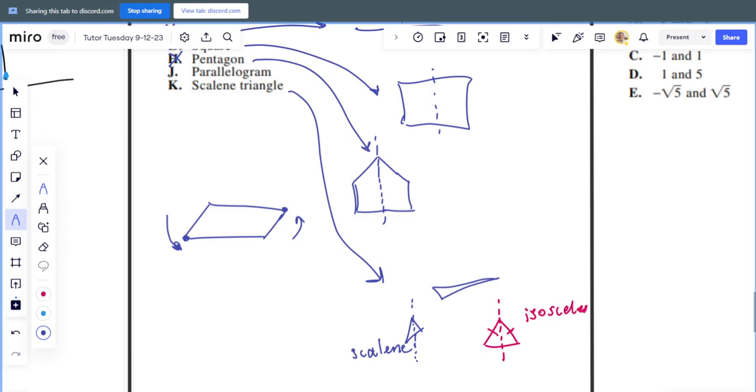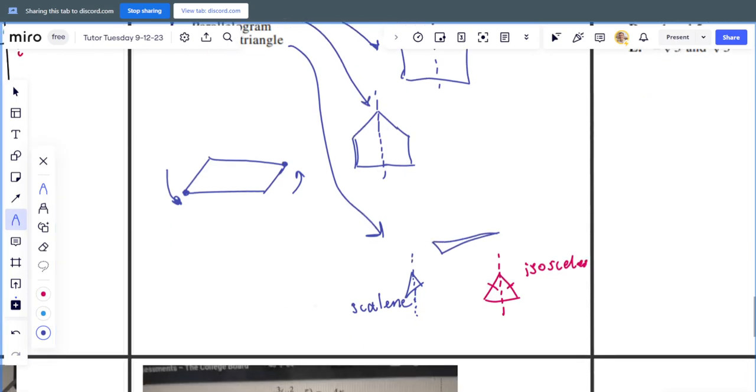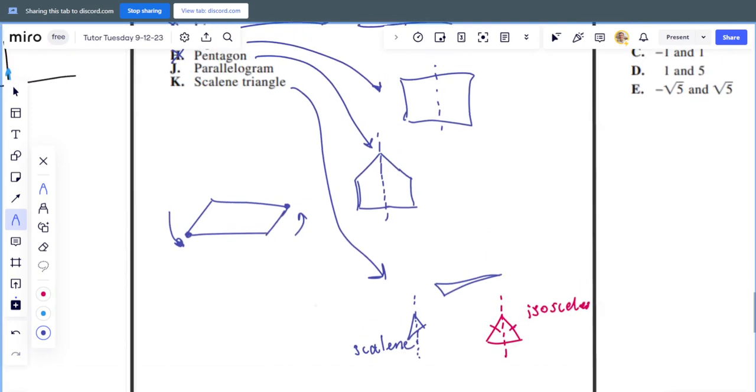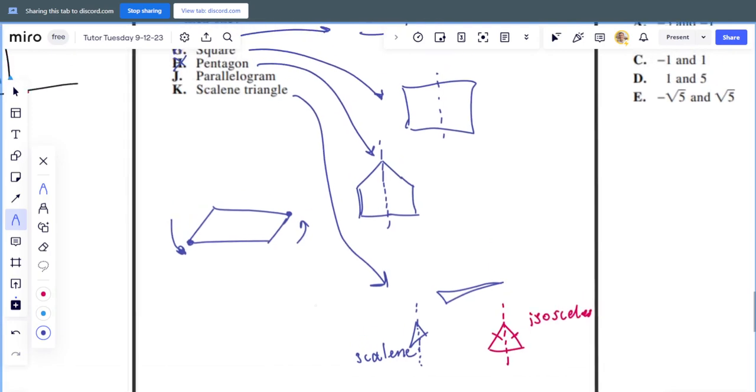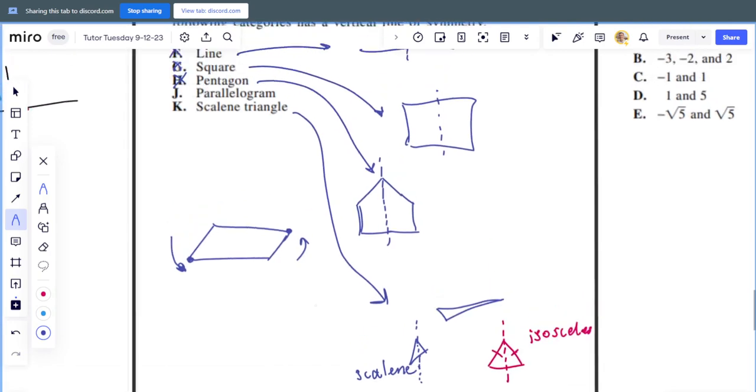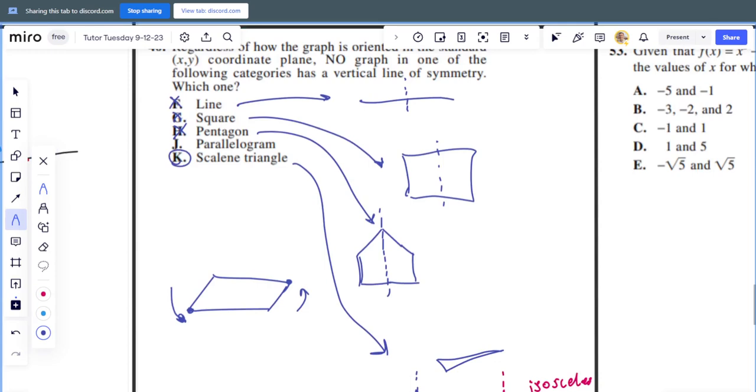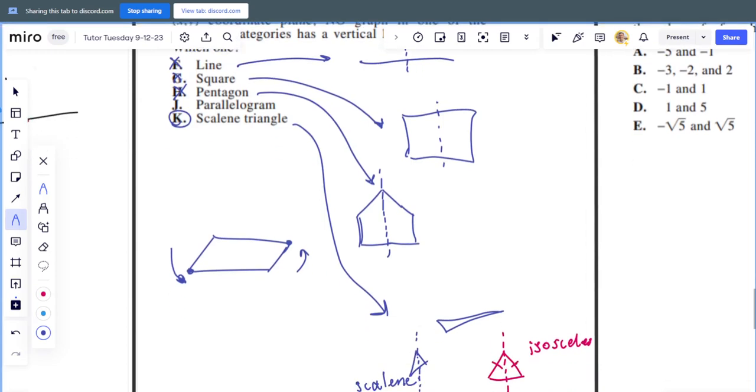There's never going to be any symmetry on both the left and the right, and hence there's never going to be a vertical line of symmetry. Equilateral could also work. But yeah, that is why for this question, the scalene triangle we definitely know is not orientable such that it has a vertical line of symmetry.